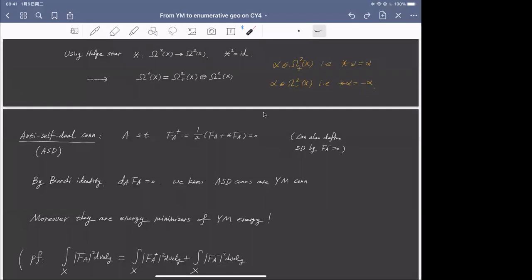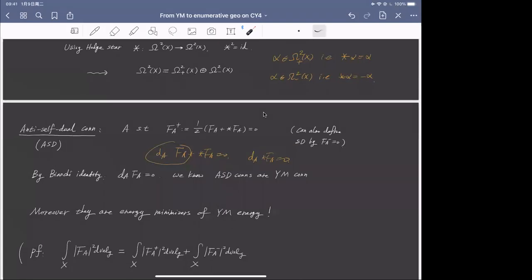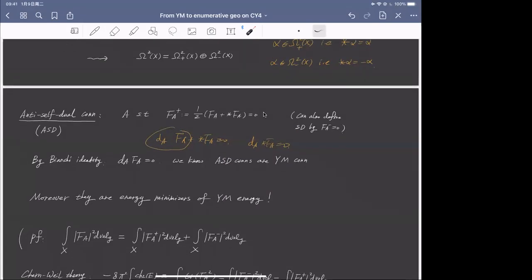From this Bianchi identity, we see that if we start with an anti-self-dual connection, that means F_A plus star F_A is 0, then if we apply D_A, we see that this is always 0. So this implies that D_A star F_A is 0. What this means is that any anti-self-dual connection is automatically a Yang-Mills connection. Moreover, they are quite special: they are actually energy minimizers of the Yang-Mills energy.